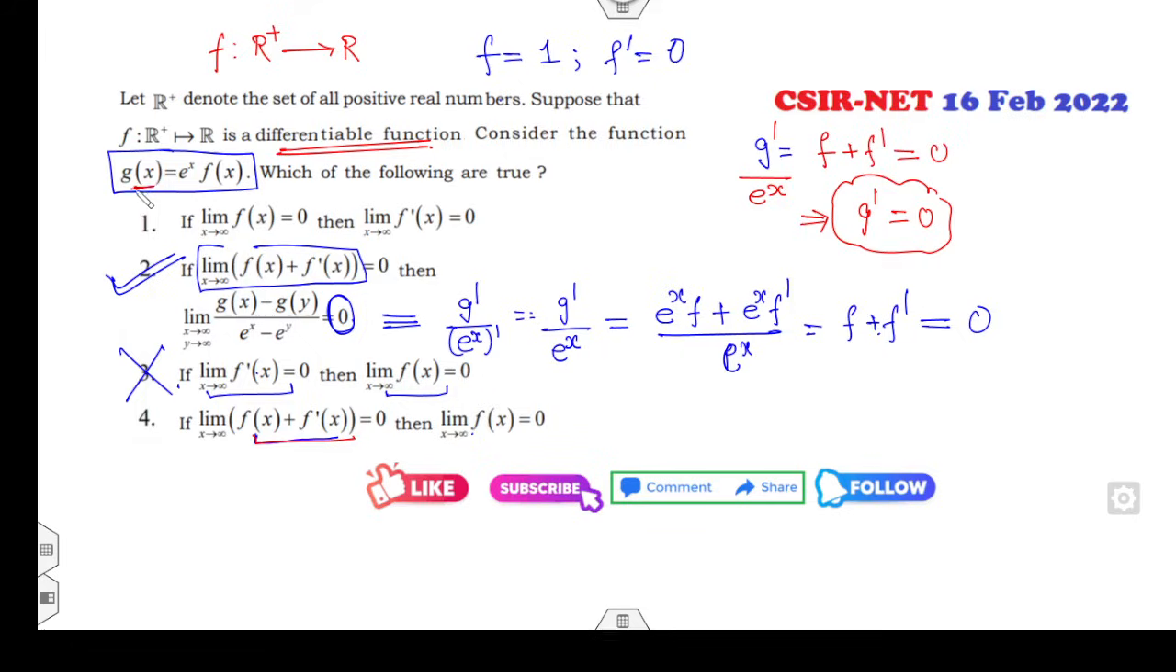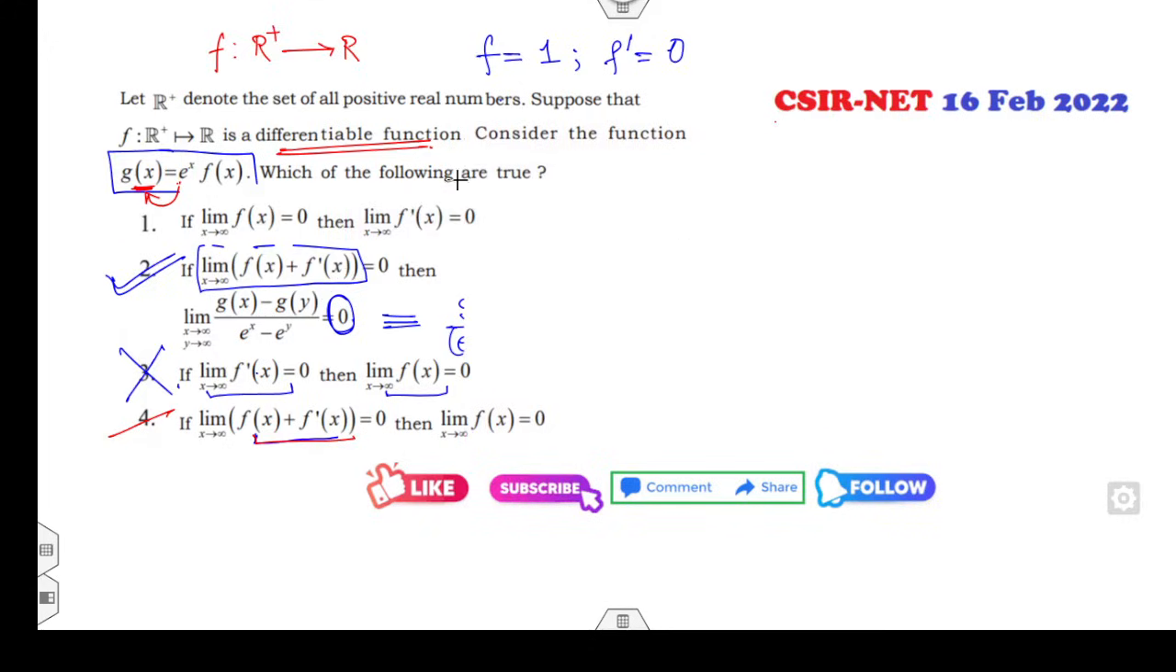Fine. So once g dash is 0, that means the limit of f(x) must be 0. Why? You can see g dash over f(x). If you calculate g dash over f(x), that is nothing but f(x). If f(x) is 0, then the derivative is also 0. What is the meaning of the derivative? That means the limit of f dash exists.